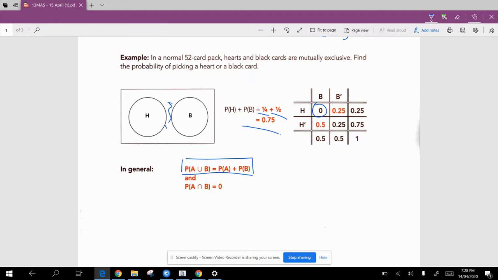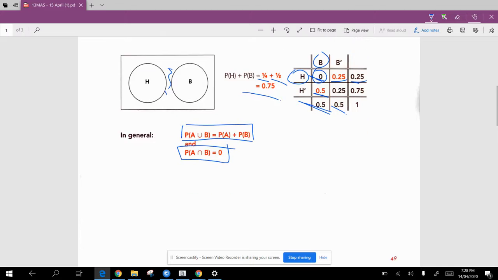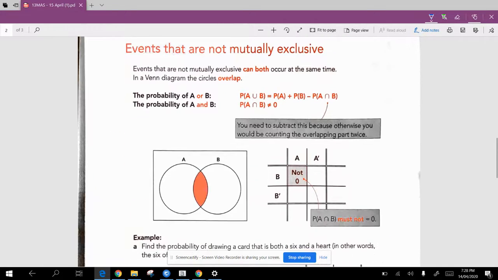To fill in this table, we know the probability of getting a black card is 0.5. Since the probability of a heart and black card is 0, the probability of getting a black card that's not a heart is 0.5. Then you can fill in the rest of the probabilities as well, because we know this must be 0.5. We know that must be 0.25 because the probability of getting a heart is 0.25. So the probability that it's a heart and not a black card is 0.25. So we can fill in the other gaps. And of course, our probability of A intersection B is 0. Right, moving on. Hopefully that makes sense.